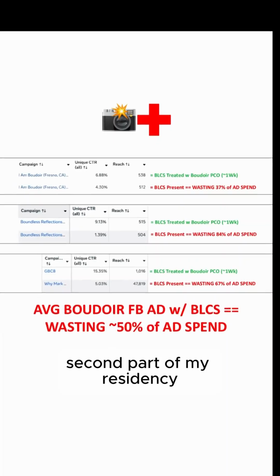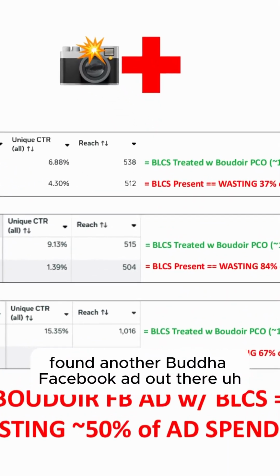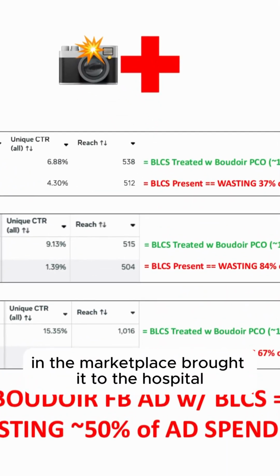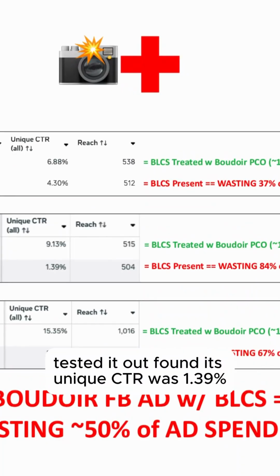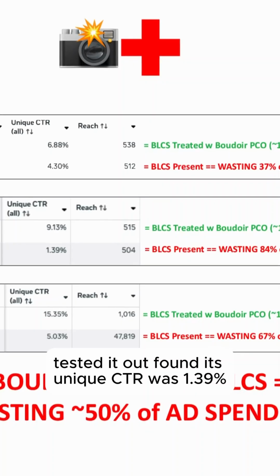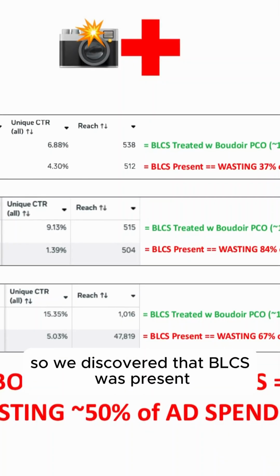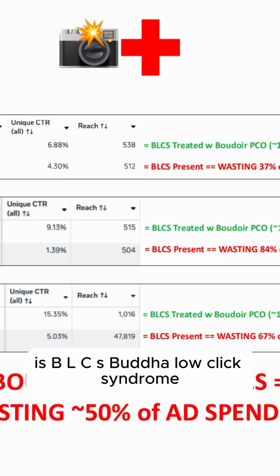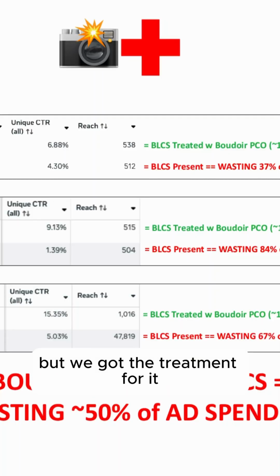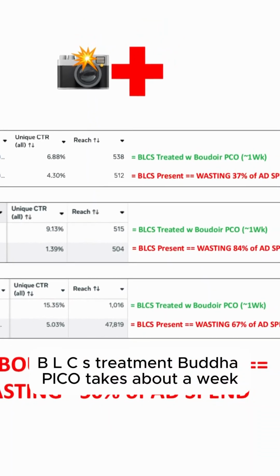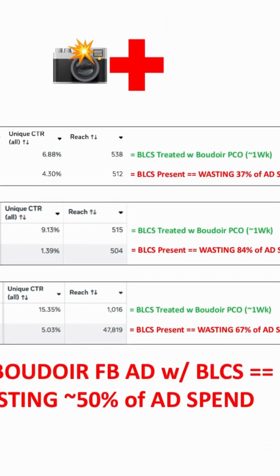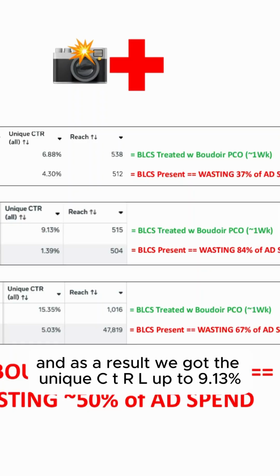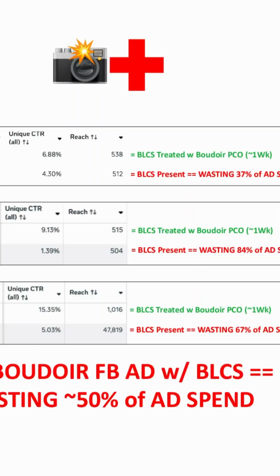All right, second part of my residency, found another Boudoir Facebook ad out there in the marketplace, brought it to the hospital, tested it out, found its unique CTR all was 1.39%. So we discovered that BLCS was present. Unique CTR all under 6% is BLCS, Boudoir Low Click Syndrome, but we got the treatment for it. BLCS treatment with Boudoir Pico takes about a week. And as a result, we got the unique CTR all up to 9.13%.